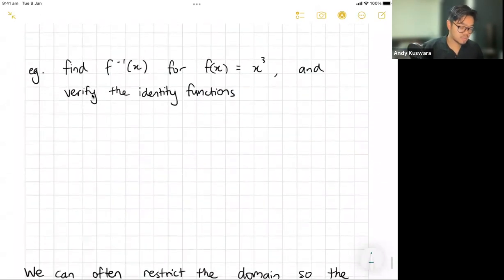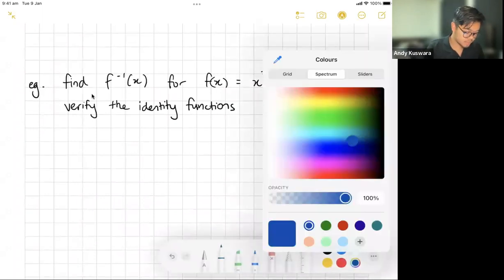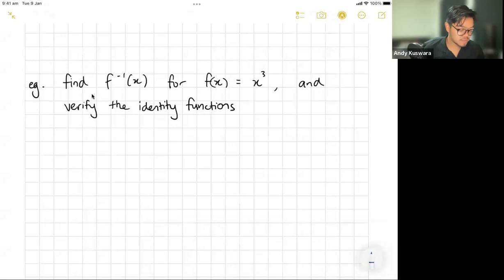Now let's have a go at this question. It says, find the inverse function for f(x) equals x to the power of 3 and verify the identity functions. So let's just work with this. I'm talking about y equals x to the power of 3. To find the inverse, what do we do?